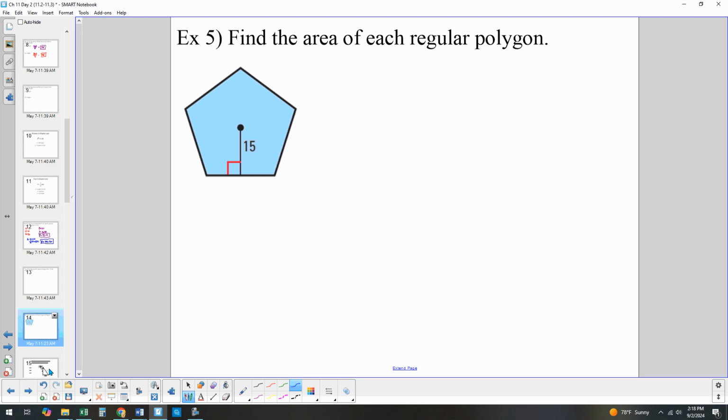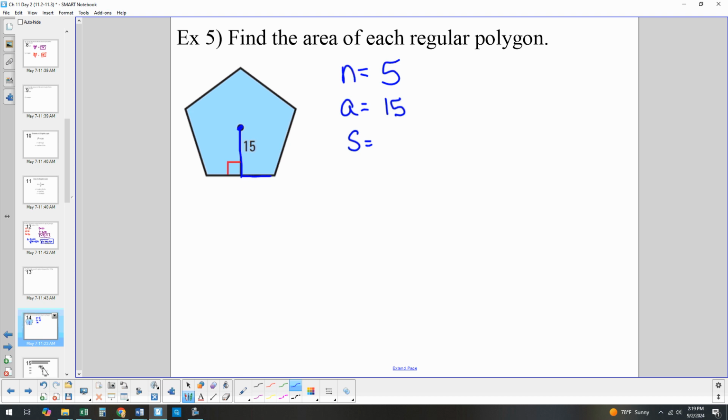Example 5. We're going to find the area of this polygon. I'm going to set up n equals, a equals, s equals. So I can count the number of sides, right? This is a pentagon. We have 5 sides. That 15 in our picture, now we have to figure out what the 15 is representing. I could see that this segment goes from the center to the side perpendicularly. So that would be the apothem. That means we don't know how long the side is. Unknown to us. So here's what we're going to have to do. We're going to have to find out how long the side is before we could find the area of the polygon.